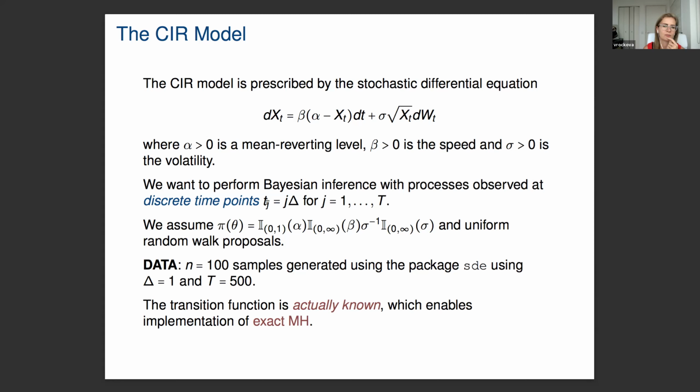We observe the process at data points t_j, which are a grid of values that depends on the distance delta. We assign some reasonable priors. These priors were taken from a research article that I'm blanking on, but they have been reasonable choices. And then we generate 100 time series. So it's not just one time series, but 100 of length 500. The discretization is at time point 1. And the transition function for this process is actually known. It's a non-central chi-square distribution, something like that. So we can implement exact Metropolis-Hastings.